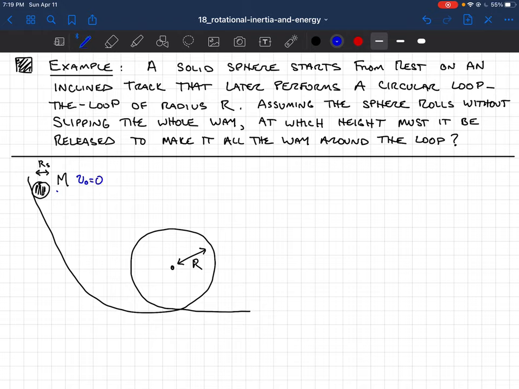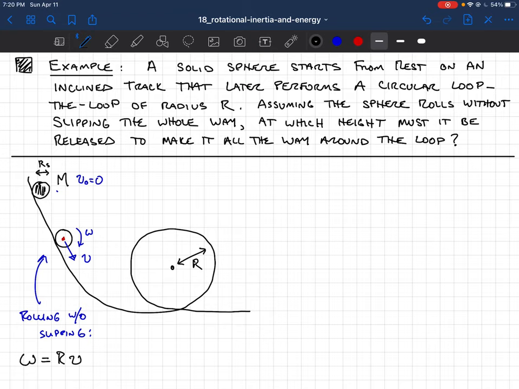So it's going to have initial velocity of 0, but then when it's anywhere along the track, it will be rotating with some omega about its center of mass, and it will also be translating. It will have some translational velocity v, and we'll assume rolling without slipping. Let me remind you what that means. It means that we can write omega is equal to v over r. Here, the translational velocity is given if you know the angular velocity and vice versa. And I should say not r, but rs, the radius of the object there.